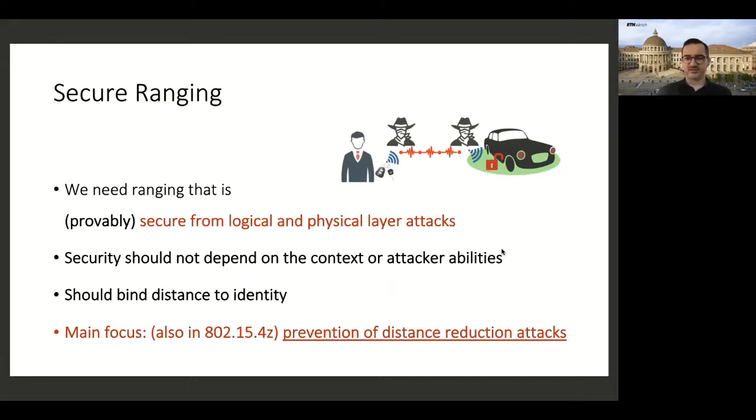The only thing that the adversaries did, and what we did back in 2011, was amplify the signals in such a way that the key fob and the car appeared closer than they are. So we violated something on the physical, communication layer, and we didn't really touch the data layer or the logical layer. This brings the question of how we should build secure ranging. We should build it in such a way that it is secure from logical and physical layer attacks, and should not depend on the context or the attacker's abilities.